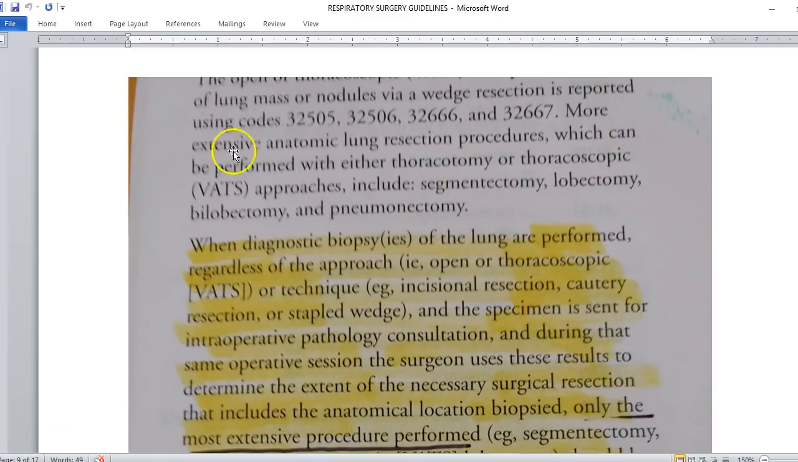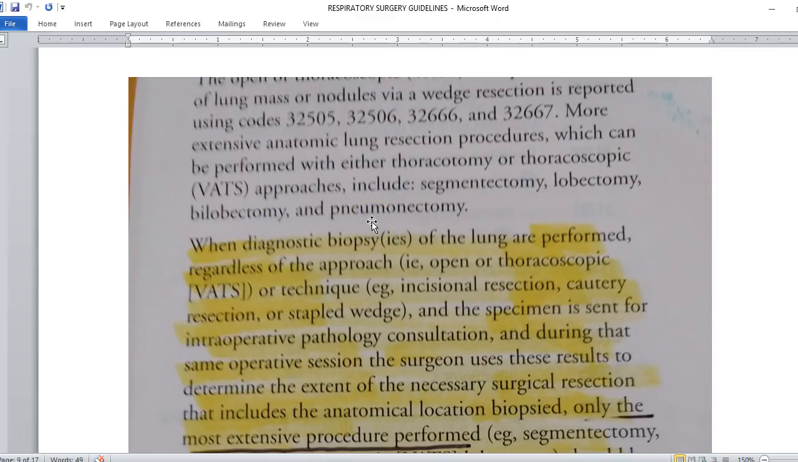More extensive anatomic lung resection procedures, which can be performed either by thoracotomy or thoracoscopic VATS approach, include segmentectomy, lobectomy, bilobectomy, and pneumonectomy. So a segmentectomy is where we're taking out a little wedge, like a little segment, like we just saw. A lobectomy, we're taking out an entire lobe of the lung. Bilobectomy, we're taking 2 lobes of the lung. And pneumonectomies, we're taking out an entire lung.